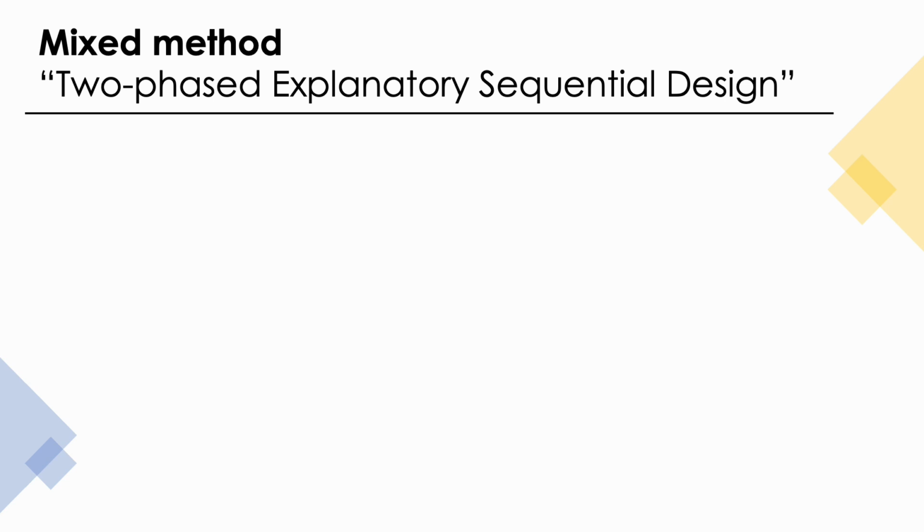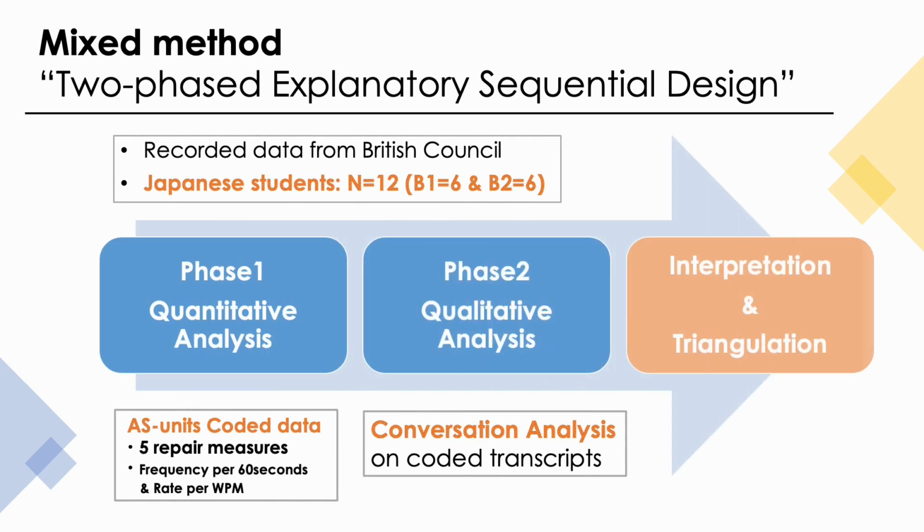Regarding methodology, I chose a mixed method. This is because I have to look into repair measures deeply in 2 stages. This study utilized recording data from 12 Japanese students. In phase 1, I counted the frequency with AS-unit coded data. Then in phase 2, I used conversation analysis to investigate how repair measures were used.